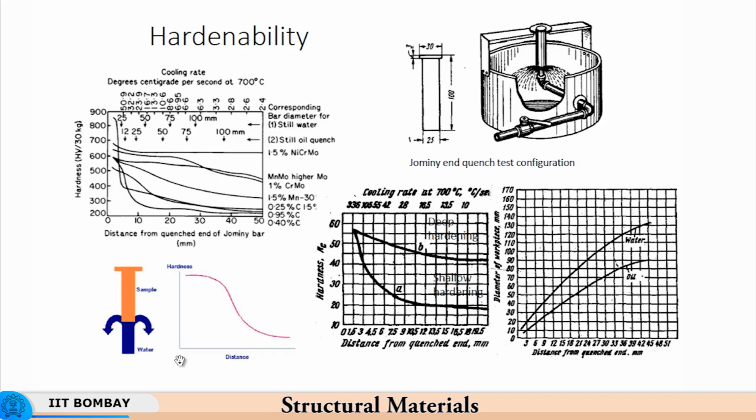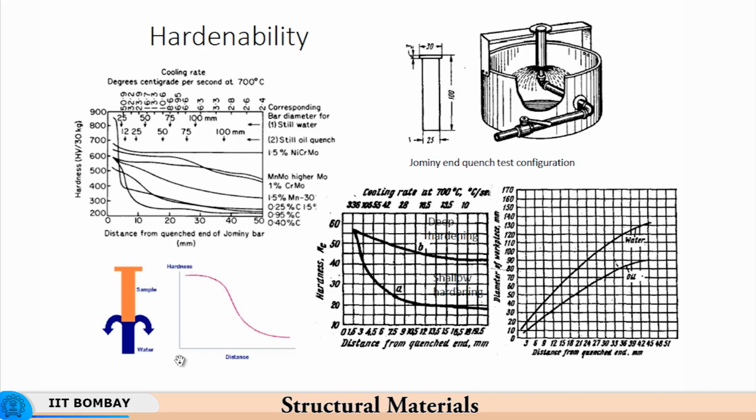So, when you quench in water, the same bar diameter of 100 millimeters has got 6.3 centigrade per second as the cooling rate, whereas oil, which is much more gentle, has about 2.8 to 3 degrees centigrade per second as the cooling rate at the center for a 100 mm bar diameter.